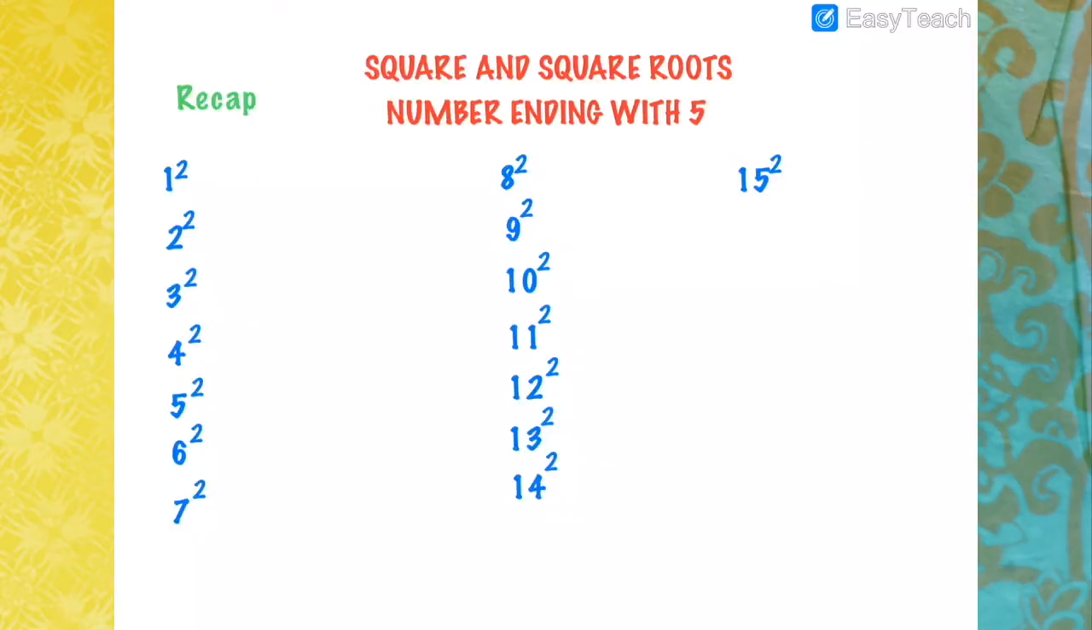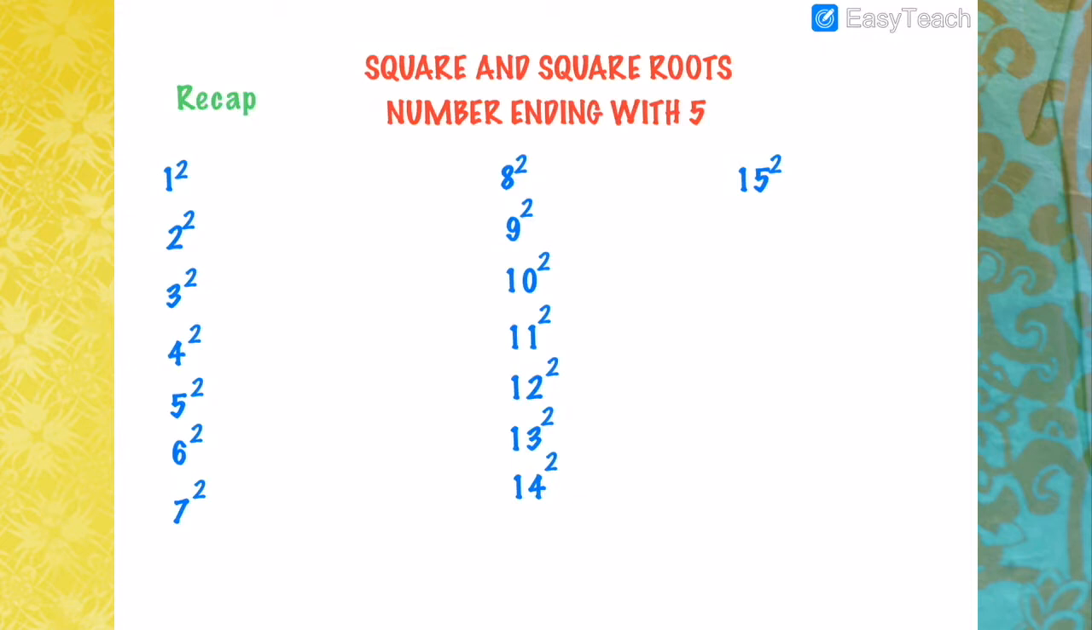Now we will learn today about squares and square roots of numbers ending with 5. Before we start with these numbers, first let's do a recap of the different squares of our numbers from 1 to 15. This will help us later understand the different squares and square roots of the numbers ending with 5.